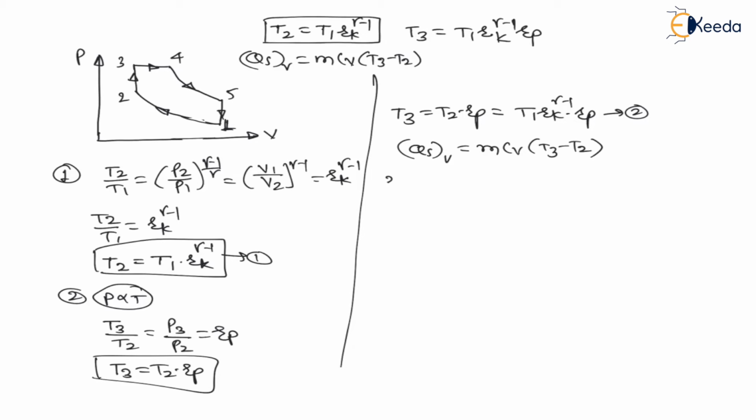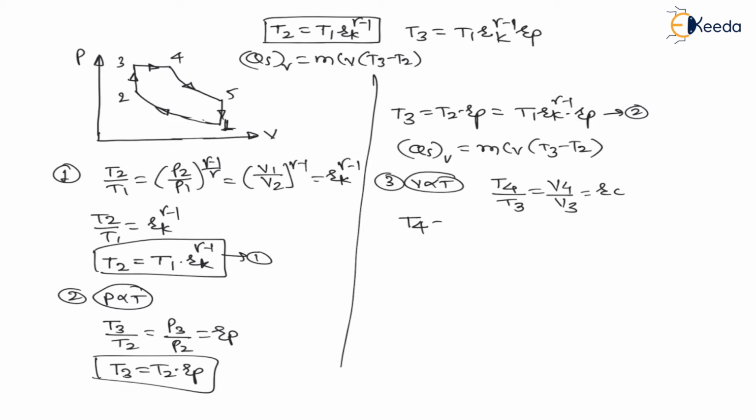Now the third process is 3 to 4, that is heat supply at constant pressure. 3 to 4 is the heat supply at constant pressure process. Therefore again for a constant pressure process, volume is directly proportional to temperature, so the volume ratio can be replaced with the temperature ratio. So we can say T4 divided by T3 is equal to V4 divided by V3, and this V4 divided by V3 is nothing but the cutoff ratio, therefore is equal to RC.